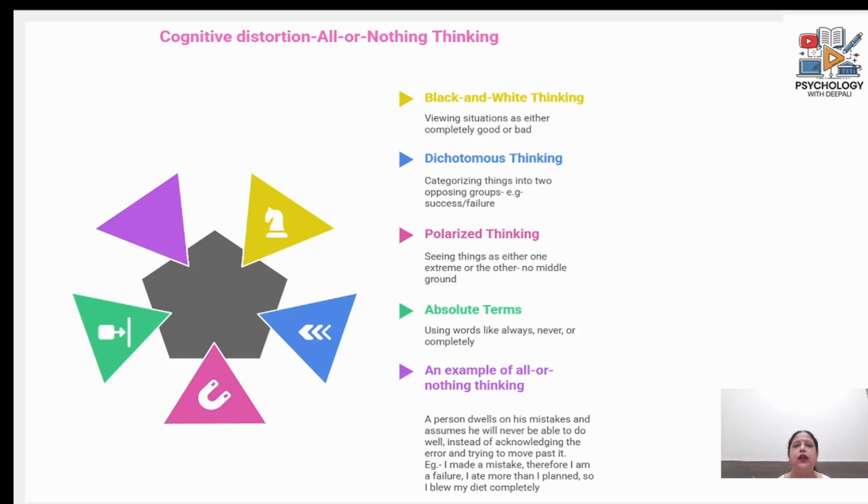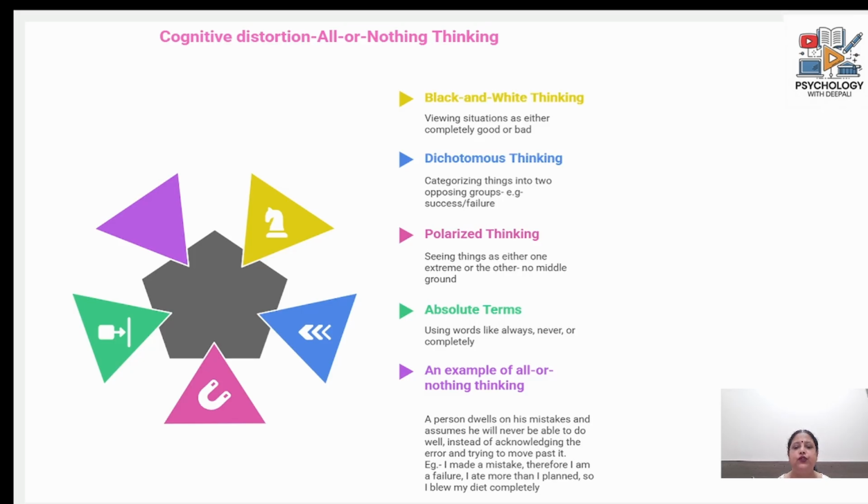First one is all or nothing thinking. Now, all or nothing thinking is also called black and white thinking or dichotomous thinking or polarized thinking. Basically, it talks about viewing situations as either good or bad. That means in extremes. Either I'm a success or I'm a failure. Either this is good or this is bad. So when we are seeing things as either of the extremes, there is no middle ground. There's nothing in between. Either it is one end or the other end. And therefore, we use words like always, never, or completely when we are engaging in all or nothing thinking.